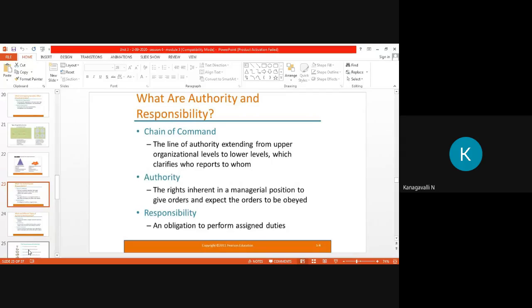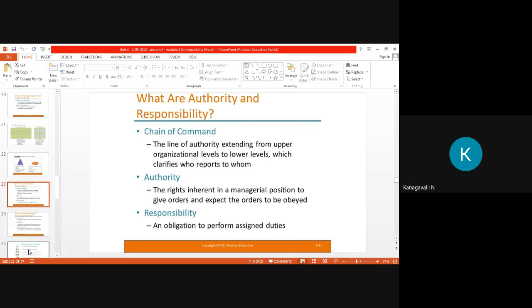Responsibility gets completed with the completion of the task, so it has a short period. Responsibility flows upward, while authority flows downward. Authority can be delegated to others, but responsibility cannot be delegated. Authority is the right of a manager to command his subordinates. Responsibility is the obligation of a subordinate to complete an assigned work, right?